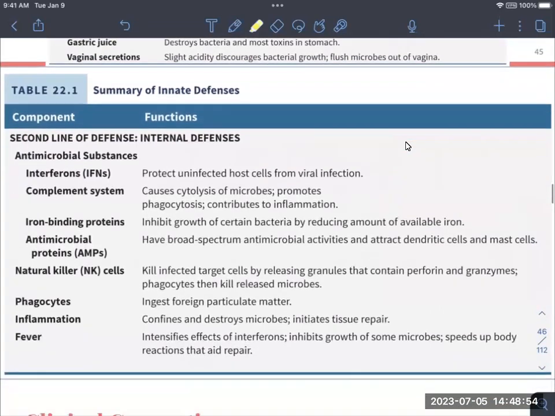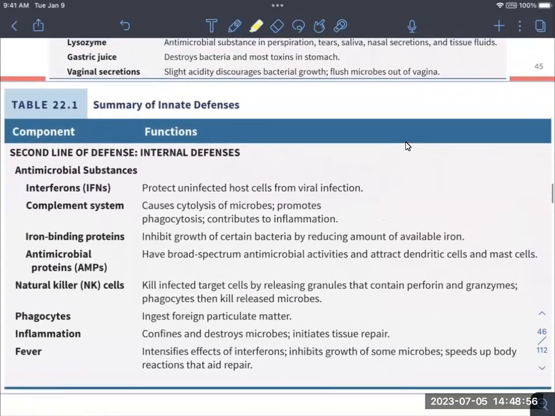That's second line of defense. Those interferons, that complement system, those iron binding proteins, those antimicrobial proteins, those natural killer cells, phagocytes, inflammation and fever. They're all working to try to help kill off anything that has gotten into your system.